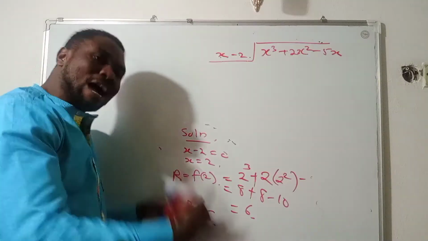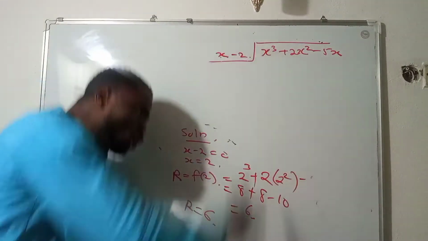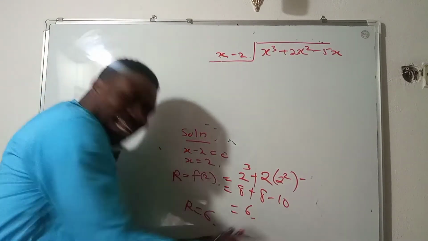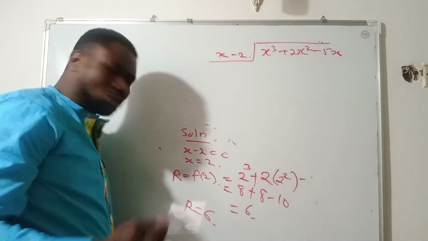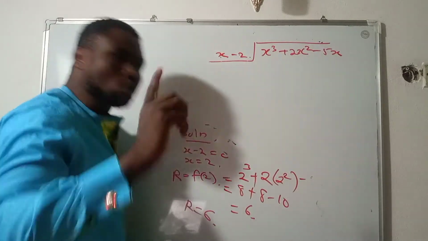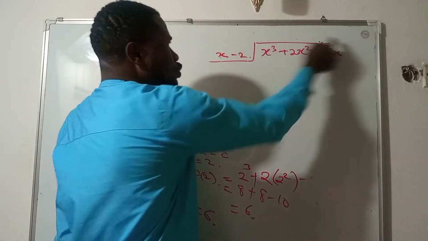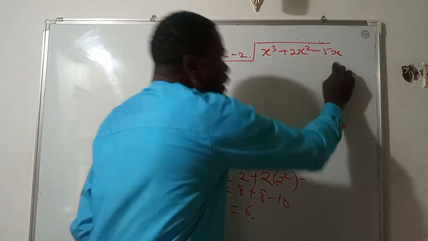But in case you have an essay exam, what do you do? You need to show how you arrive at this 6. It will not be by Remainder theorem. For that reason, I want to use the long division method to see if we will arrive at that same 6. And to do that, you have to draw this sign, where here will become your divisor, and this will become the dividend.